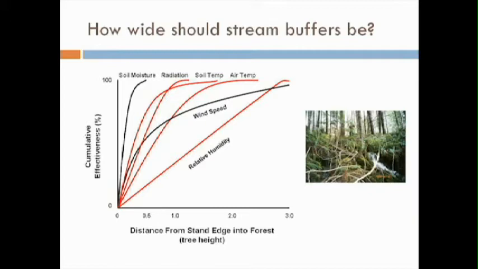So what we're illustrating here in this diagram is the conceptual idea of how far into a retained stand you would have the influence of a harvest. And so this diagram shows what the perceived distance of effect would be in terms of soil moisture changes, radiation changes, soil temperature changes, air temperature, wind speed, and relative humidity. Our study actually addresses 4 of these different characteristics: soil temperature, radiation, air temperature, and relative humidity.